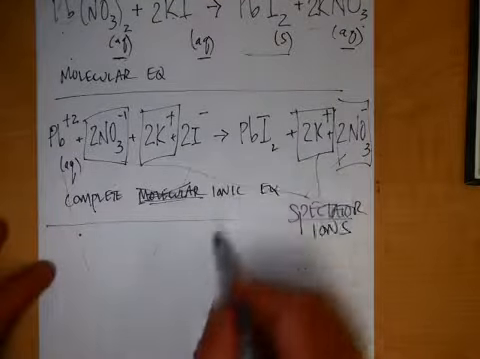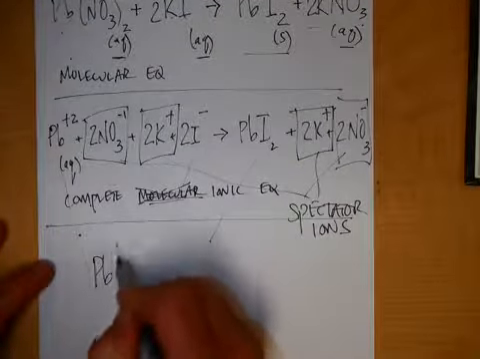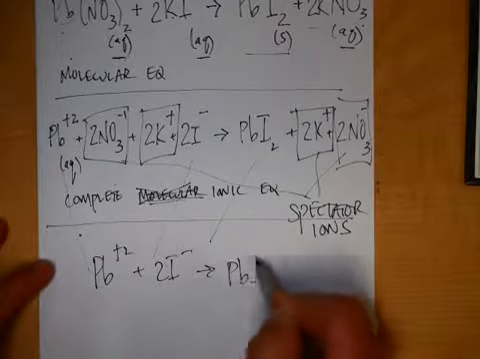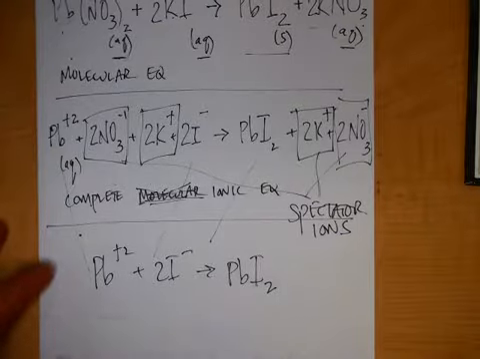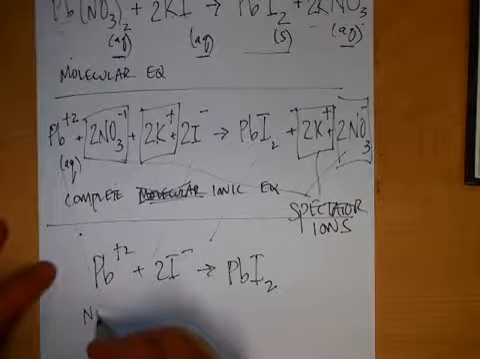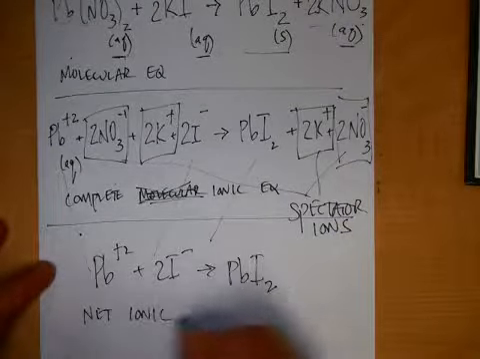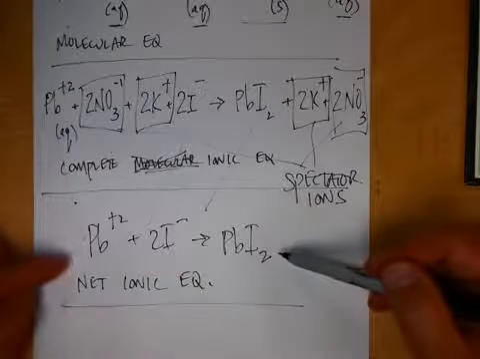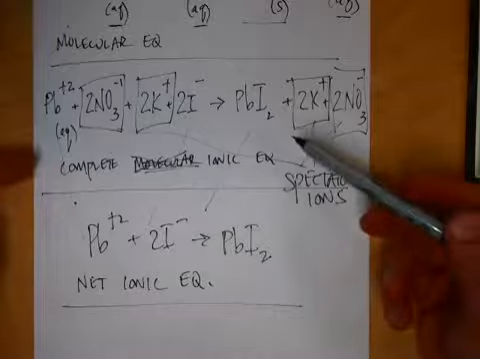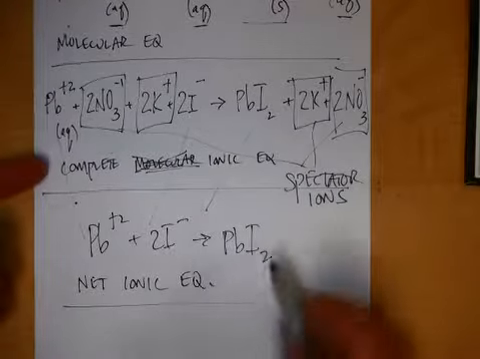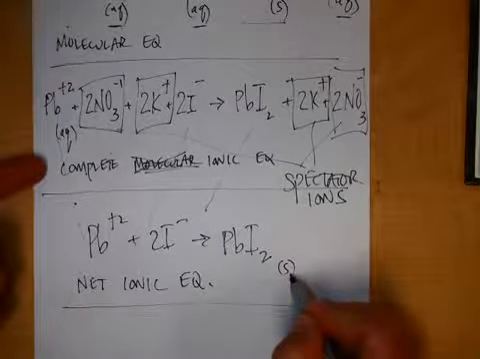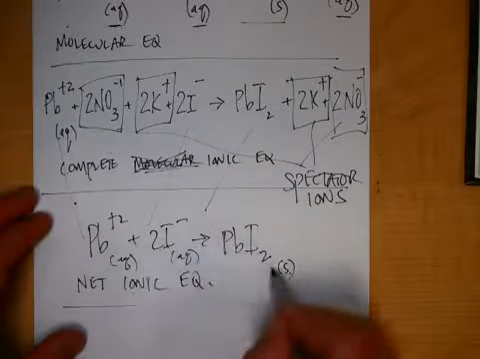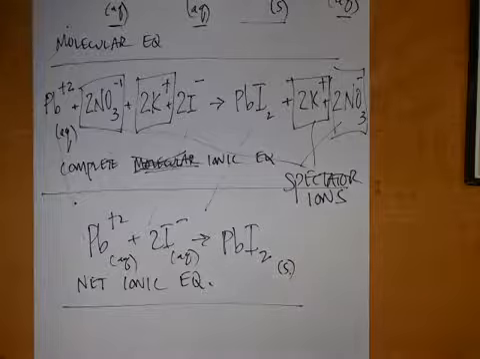Take the other items that do react and rewrite them as Pb positive 2, 2I minus forms PbI2, and you now have what is called the net ionic equation. The net ionic equation only involves species that actually had something happen to them in the reaction. The ones that only went and formed the solid. The ones that were aqueous before and then came together and were no longer aqueous but formed the solid precipitate.